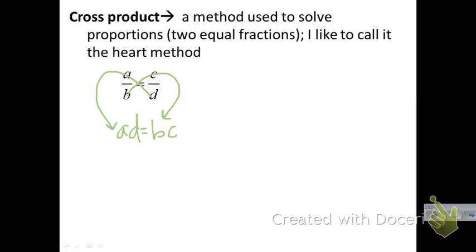So I always teach this. That's how I learned how to do this a long time ago, and it's really stuck with me. So I like to call it the Hart method, but some people call it the cross product. So anyways, that will give you AD equals BC, and then we can work from there.